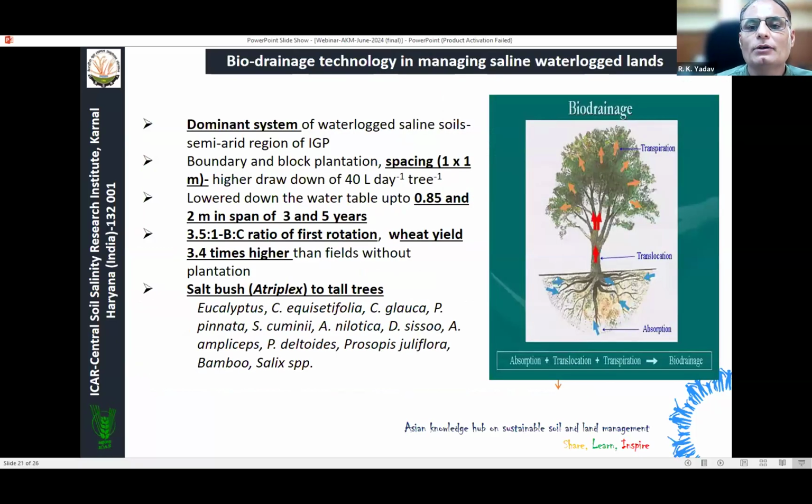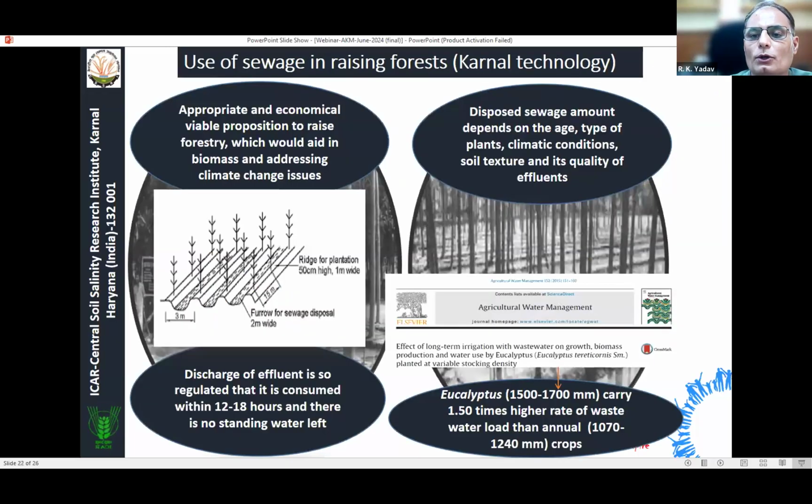And another, we developed the biodrainage technology with eucalyptus. So here, eucalyptus is transpiring a good amount of water, and it comes under the category of phreatophytic plants, where it has the capability to absorb water from the water table. And the closest spacing, that is 1 by 1 meter, is better to have a higher drawdown. One of the observations we could find out is that a 0.85 meter to 2 meter drawdown was observed in 3 and 5 years subsequently. And we have certain other species also that you can try on this.